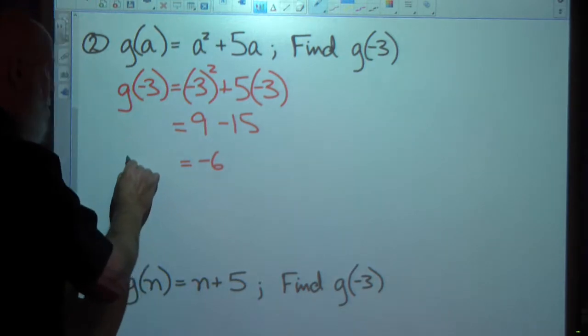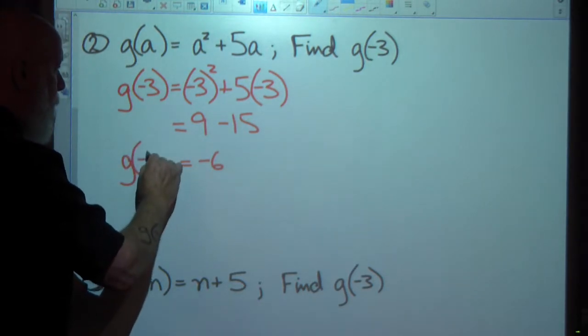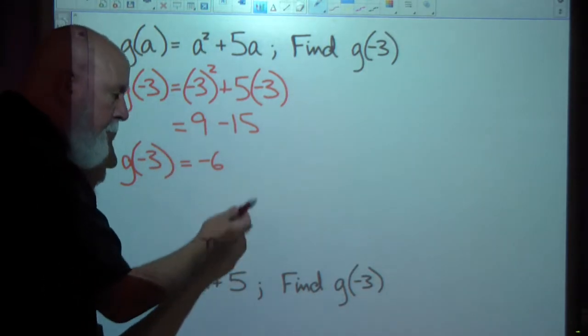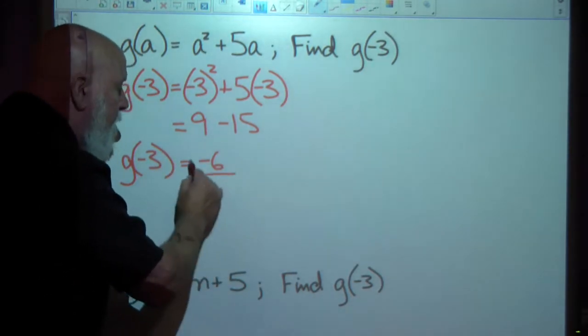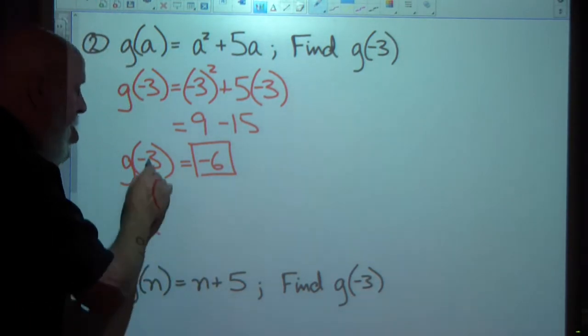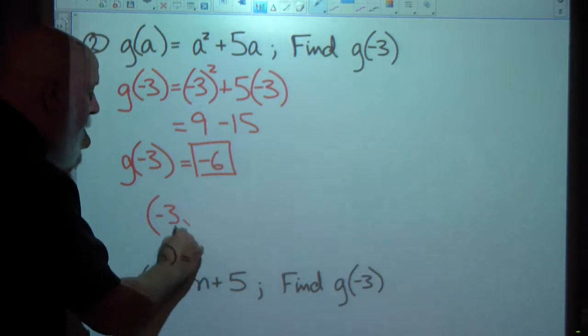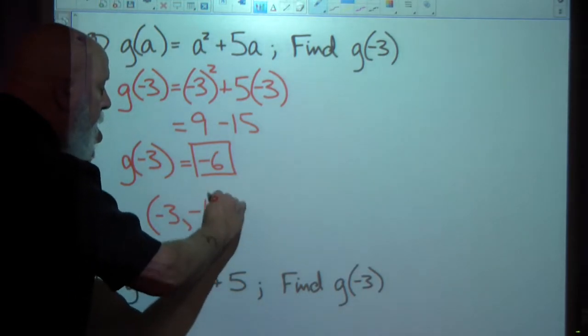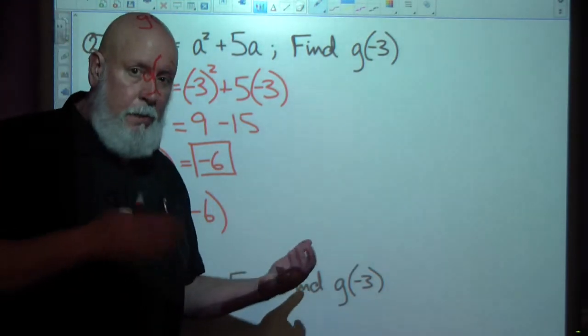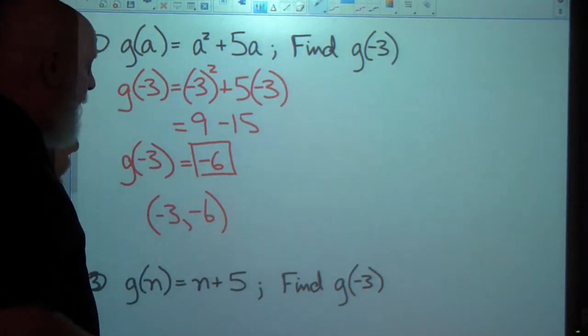So g of negative 3 is negative 6, and for today's purposes, among the multiple choice answers, this specifically is what you would be looking for. This could be written as an ordered pair, domain, range. But this is what we'll be looking for today on the multiple choice. It will just be a number.